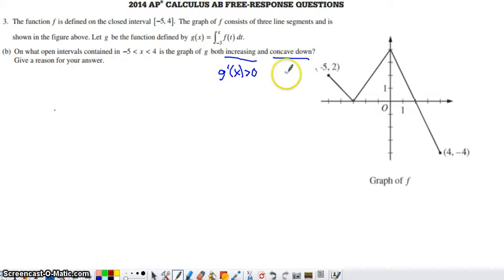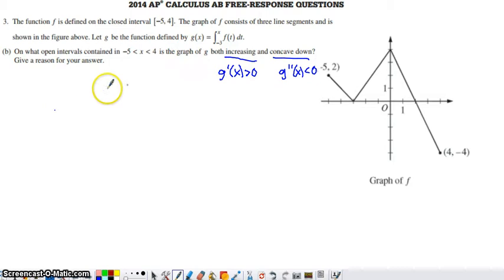Well, concavity is determined by the second derivative, and the second derivative of g would be denoted by g double prime, and if we are looking for intervals where we're concave down, we're going to be looking for where g double prime is less than 0. So essentially we want to specify all intervals between -5 and 4 where g prime is positive and g double prime is negative.